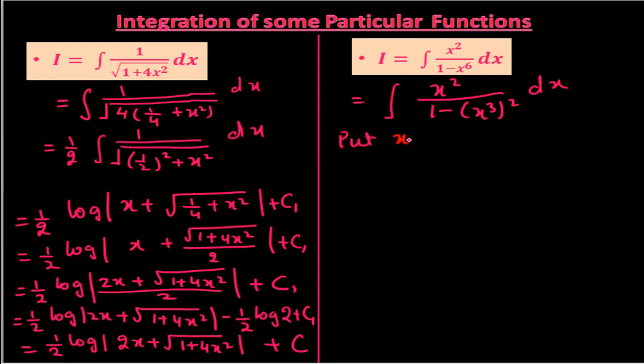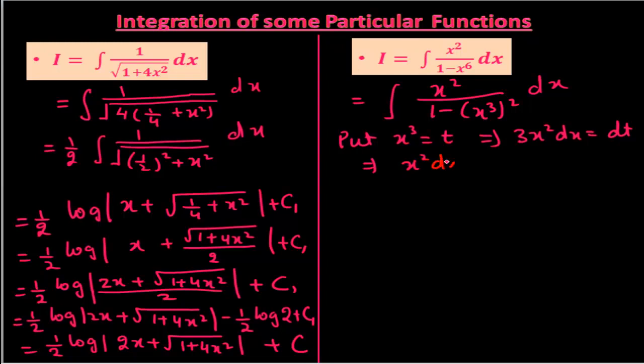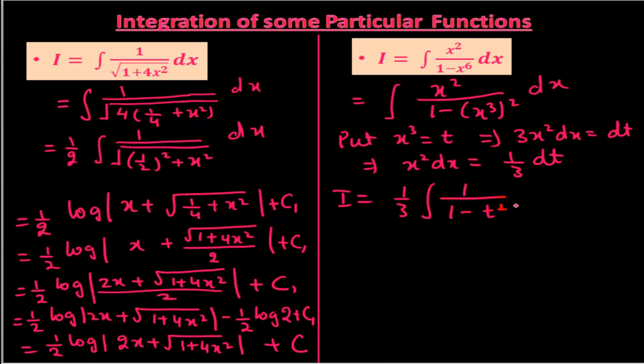If we put x cube as t, then you will find the derivative of x cube is 3x square dx, which comes out to be dt. Or we can write x square dx as 1/3 of dt. Now do this substitution. On putting the value in the integral, we get I as 1/3 of integral of 1 over 1 minus t square dt. So x square dx is replaced by 1/3 of dt.